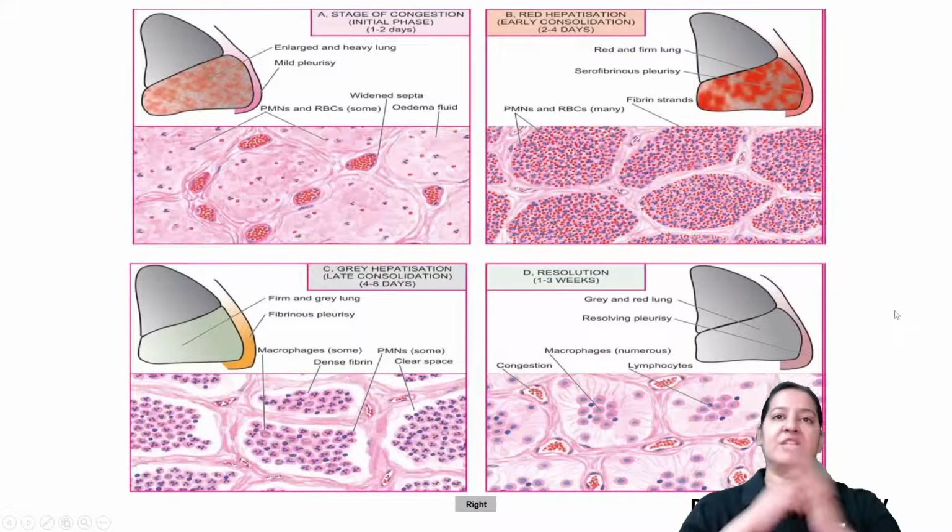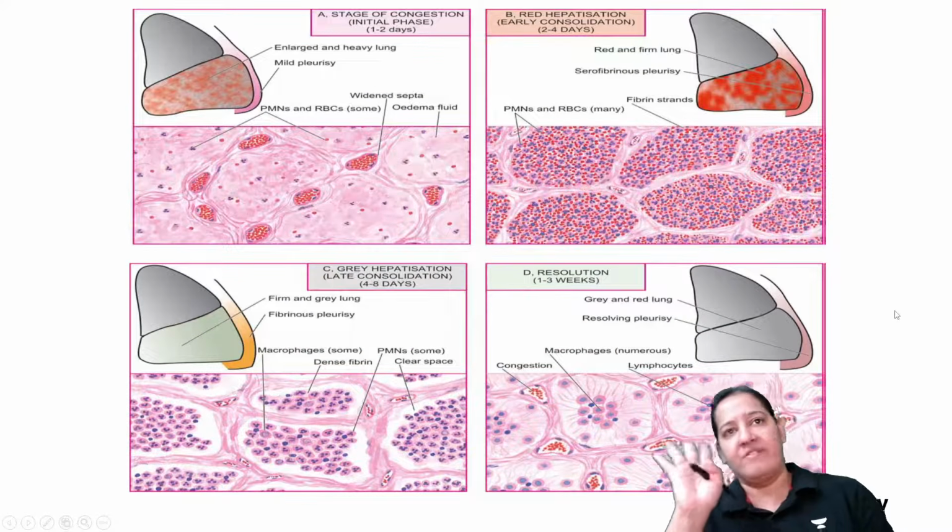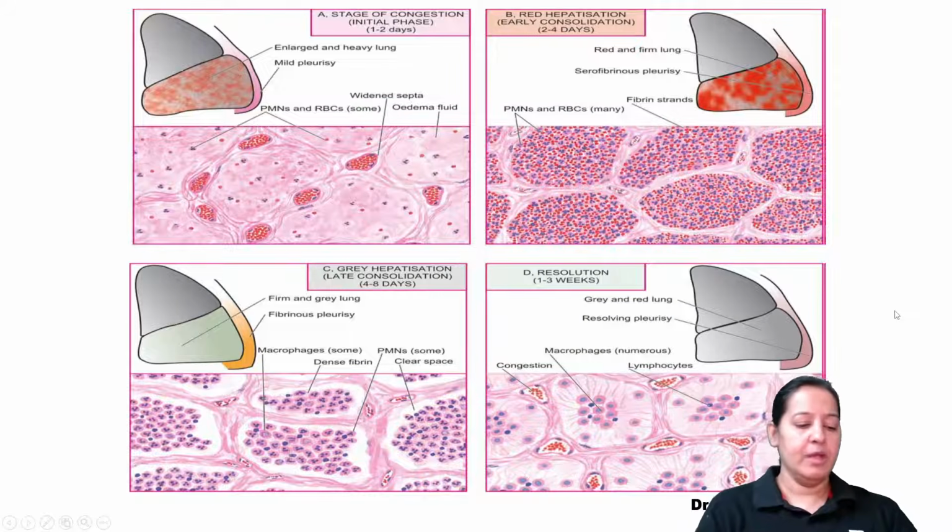So these are the 4 stages in front of you. I want thumbs up from everyone. Now give me the revision of these 4 stages. What are the 4 stages of lobar pneumonia? Who will explain to me the 4 stages of lobar pneumonia?